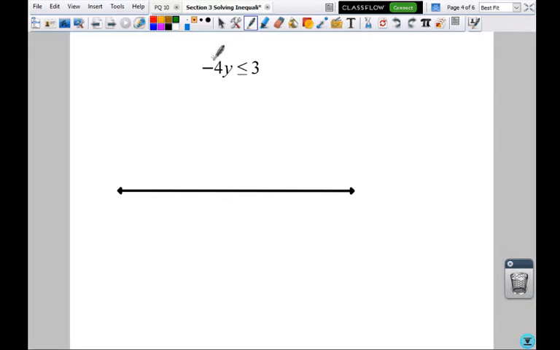Alright, so let's look at this next one. Alright. You can help me out. What are we going to do, Richie? You divide by -4? Yep, we're going to divide by -4. Yes. And we're going to get decimals on this, that's fine. Just plug it into decimals. So, I'm going to get a y. 3 divided by -4 is -0.75.